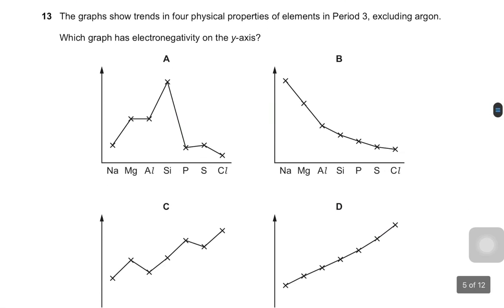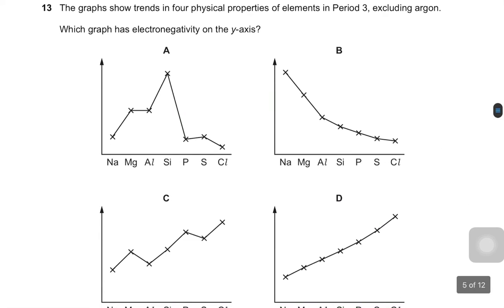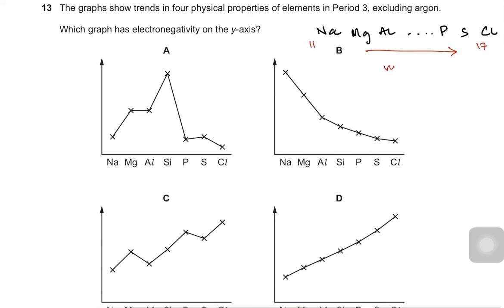So moving on, I really like this particular question. It says the graph shows trends in 4 physical properties of elements in period 3, excluding argon. Which graph has electronegativity on the y-axis? If you remember, electronegativity depends on nuclear charge. So sodium, magnesium, aluminium, and then phosphorus, sulfur, chlorine. Sodium has an atomic number of 11, chlorine has 17. So chlorine has more protons than sodium.